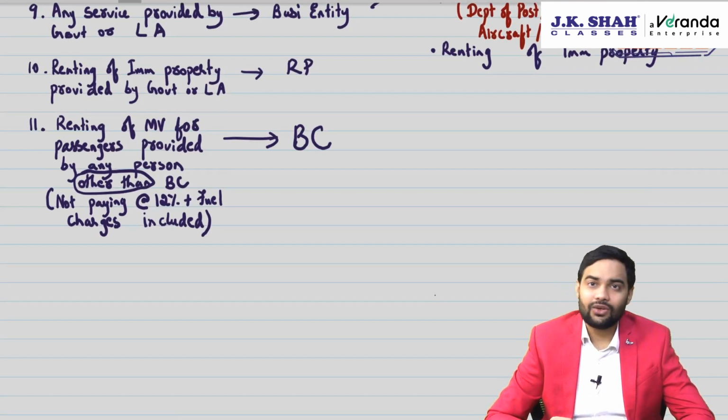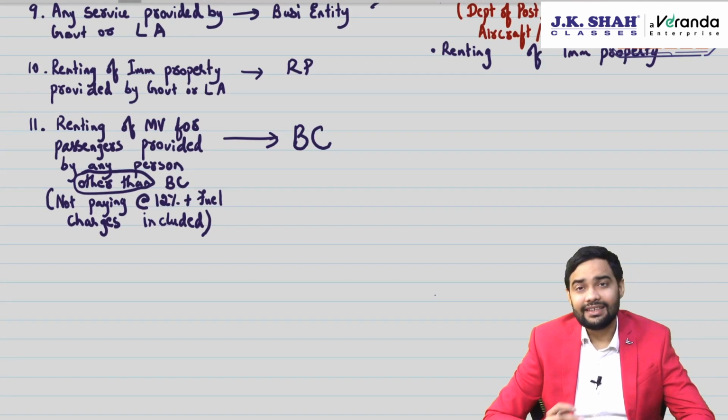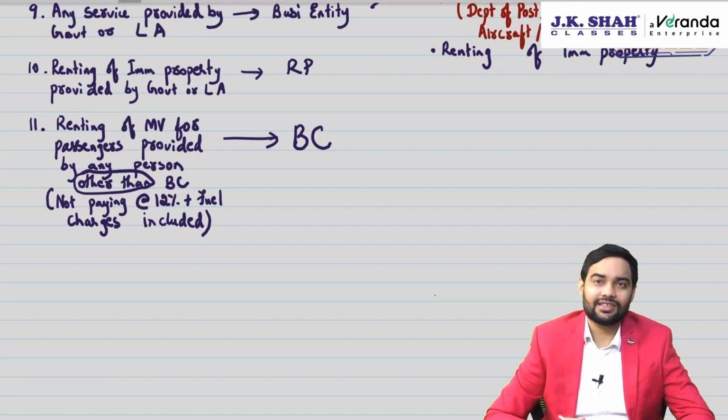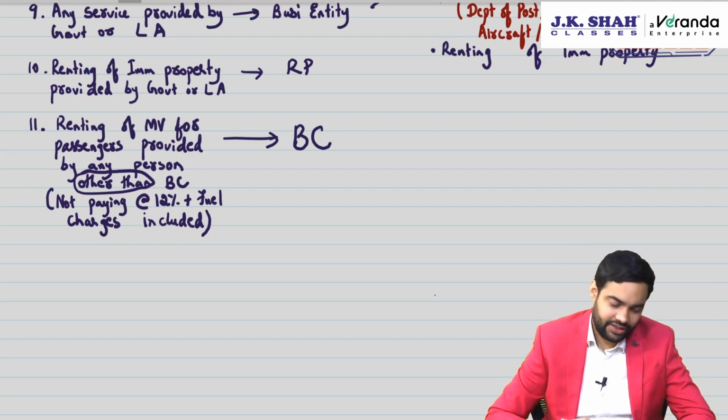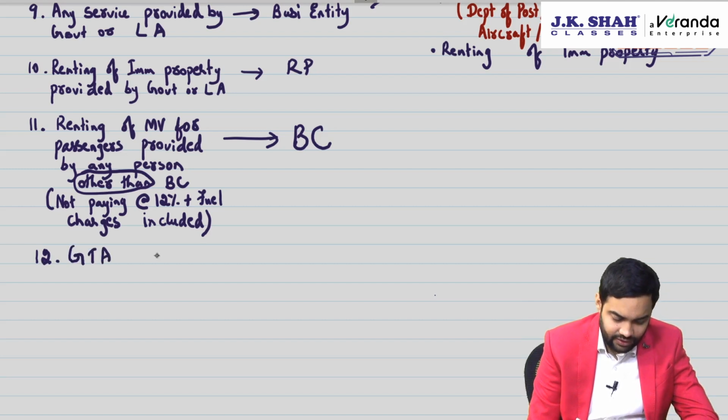If this specific combination is not met, it would not be a case of RCM. Anything which is not RCM would be a case of forward charge. Be very strong with this particular point. Then the law also deals with GTA. GTA who has not opted for forward charge.